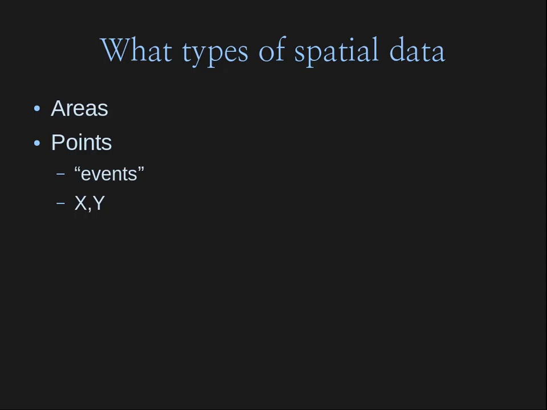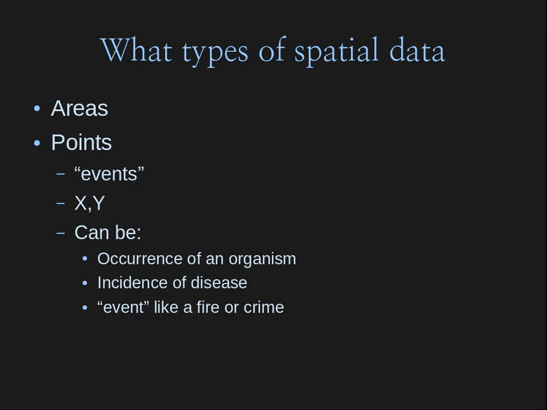I don't know why. And we can define them usually by some sort of XY coordinate system, be this latitude, longitude, XY, UTM, something like this. We define them by 2 coordinates in some 2-dimensional space. And this can be all sorts of things. For instance, it can be an occurrence of an organism. It can be an incidence of a disease. It can be an actual event, like a fire happened here, this house burned down, or this crime happened here, something like this. So this is the type of data we're going to be considering today.